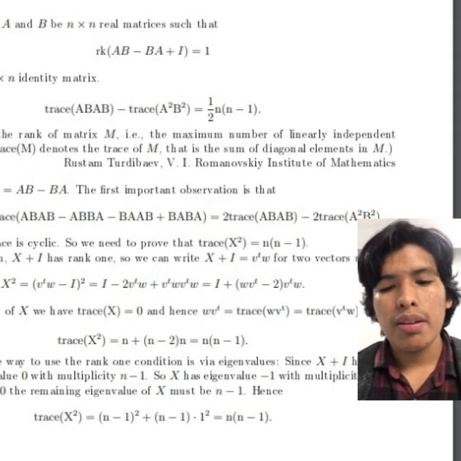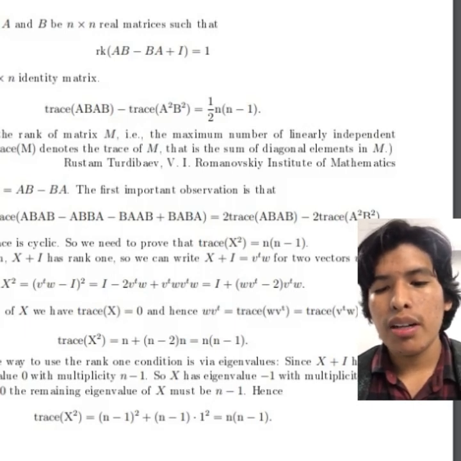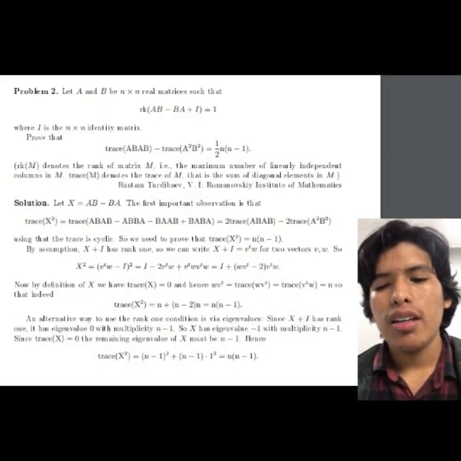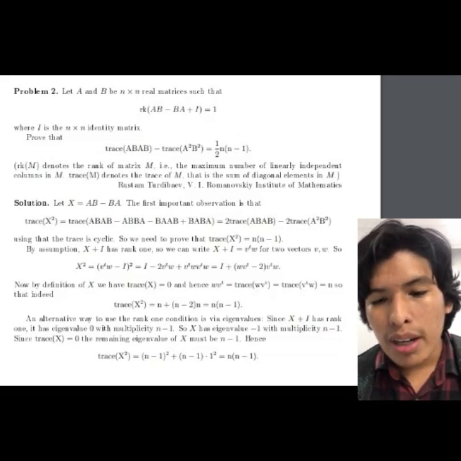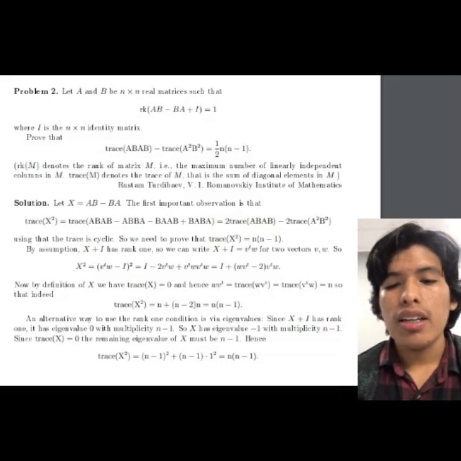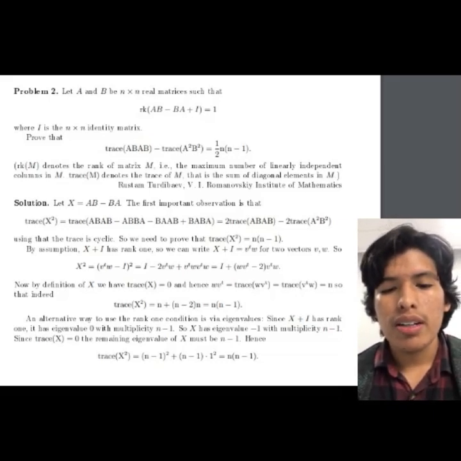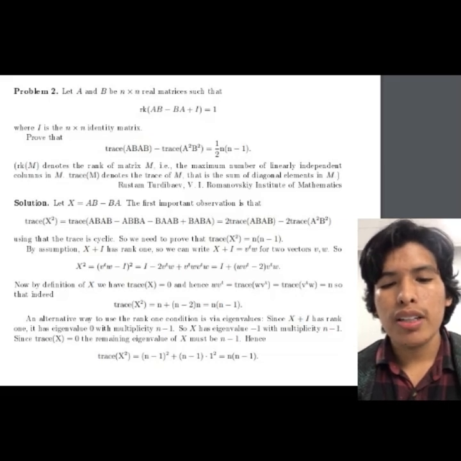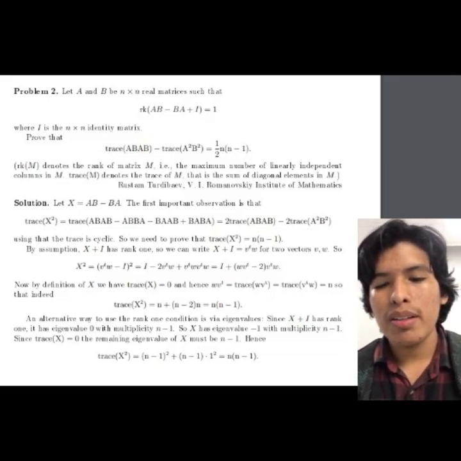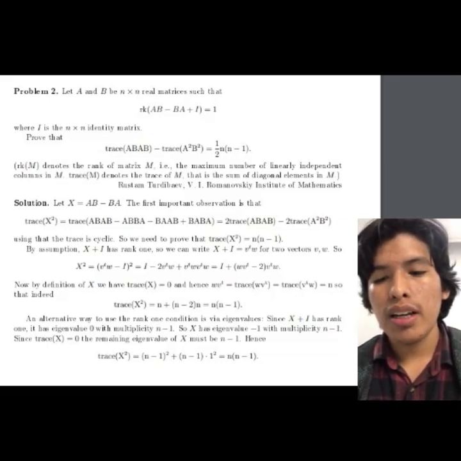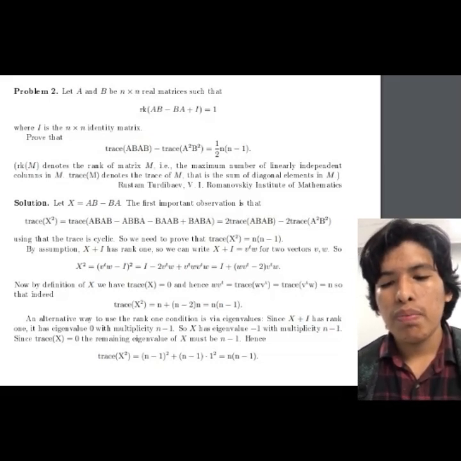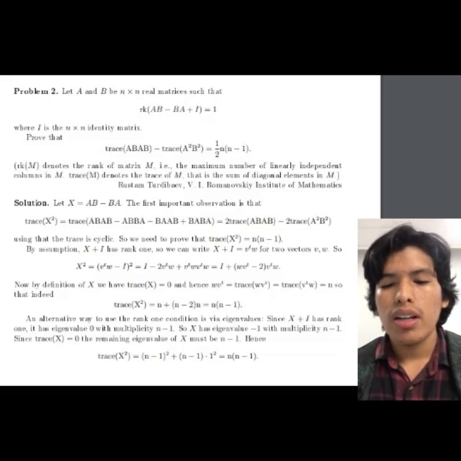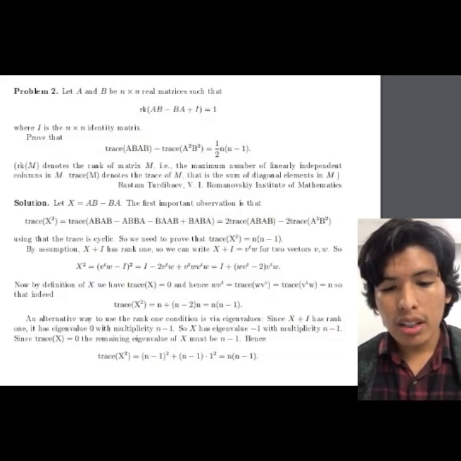Let A and B be n by n real matrices such that rank of (AB minus BA plus I) equals 1, where I is the n by n identity matrix. Prove that trace of (A squared B squared) minus trace of (AB) squared equals (1 minus 2n) over (4n minus 1).